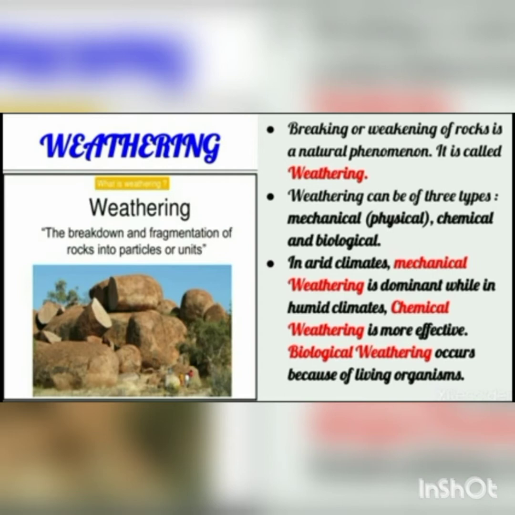So in the humid climate, chemical weathering is taking place. Humid climate mostly we can find near the sea coast. So in the humid climate, what happens? There will be presence of more amount of moisture.